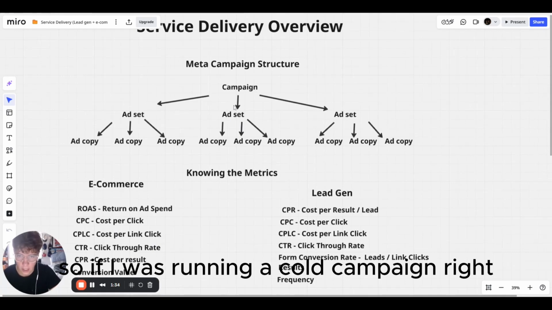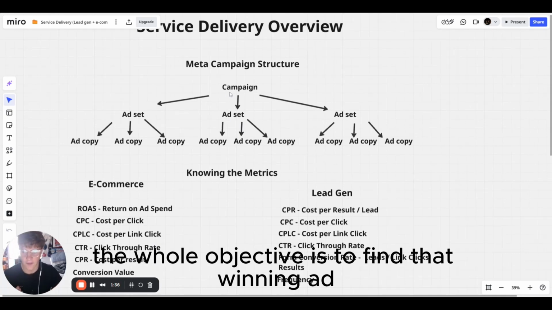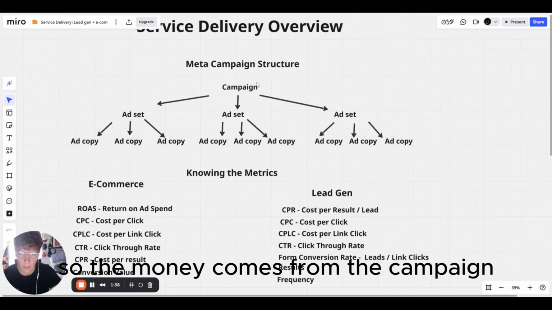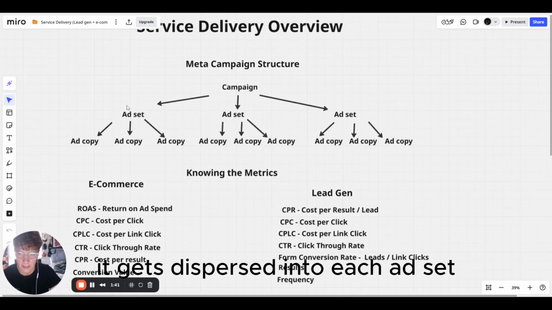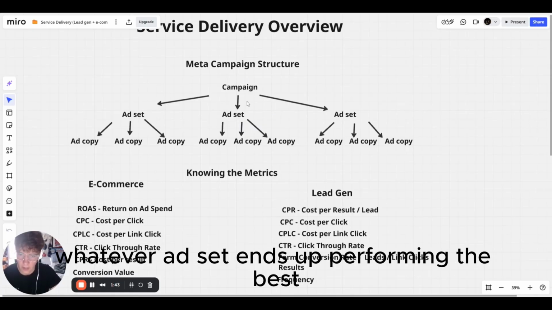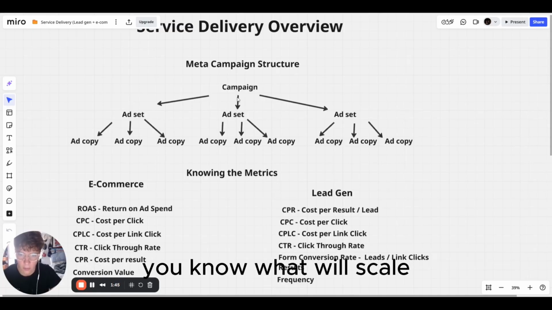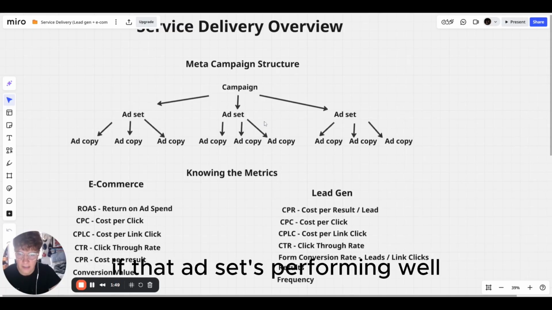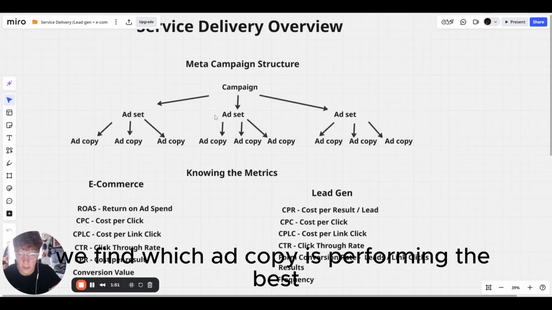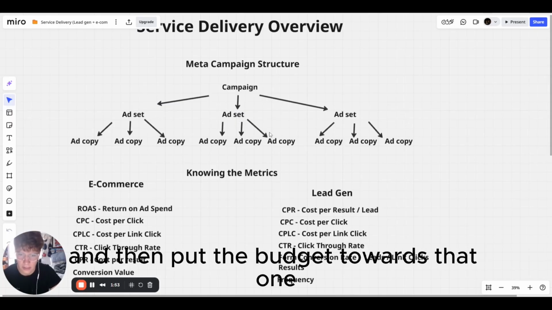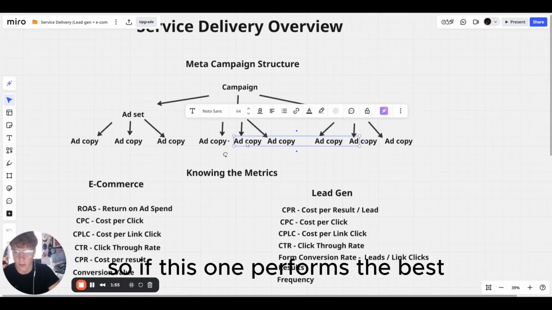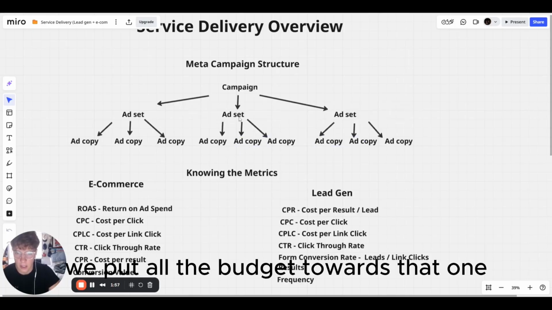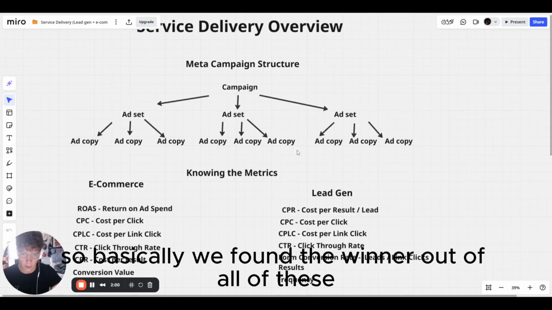If I was running a cold campaign, the whole objective is to find that winning ad. The money comes from the campaign. It gets dispersed into each ad set. Whatever ad set ends up performing the best, we'll scale, and all the budget goes into that. Then from there, if that ad set's performing well, we find which ad copy is performing the best and put the budget towards that one. So basically, we found the winner out of all of these.